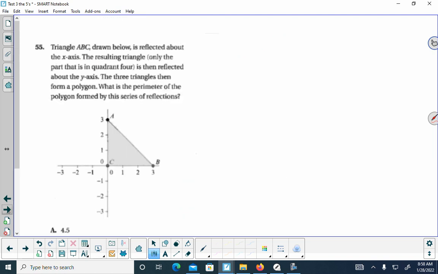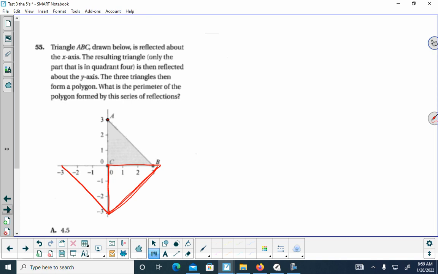Okay, triangle ABC drawn below is reflected about the x-axis. So this A point is going to come down here, and I'm going to have this reflected over the x-axis. The resultant triangle, only the part that is in quadrant 4. So only this triangle is now going to be reflected over the y-axis. So this point will come here, and I will have that. What is the perimeter of the polygon formed by this series of reflections?